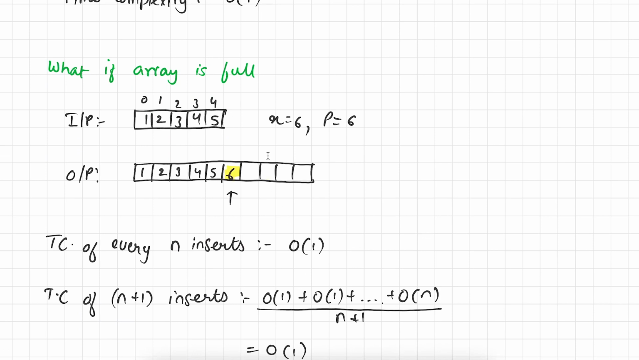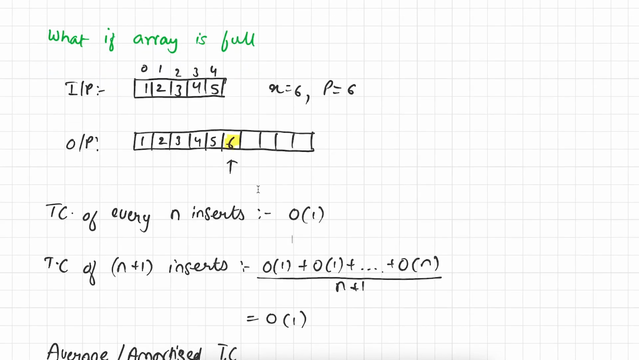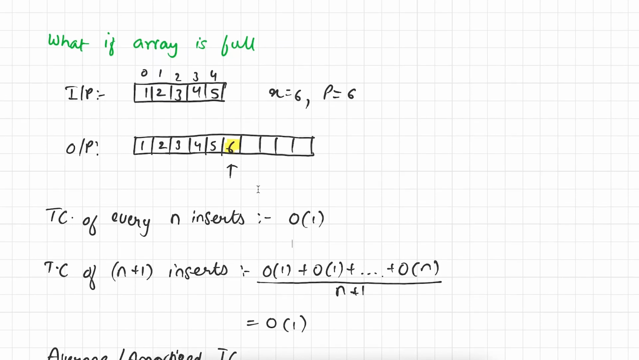And what if the array is full? So this is where things get tricky. Let's say we have an array with 5 elements and now we want to enter a new element 6 at position 6. So what happens in case of ArrayList? It's going to create a new array with a size more than the previous array. It's going to copy all the elements from the previous array to the new array and then it simply adds the new element at the last.